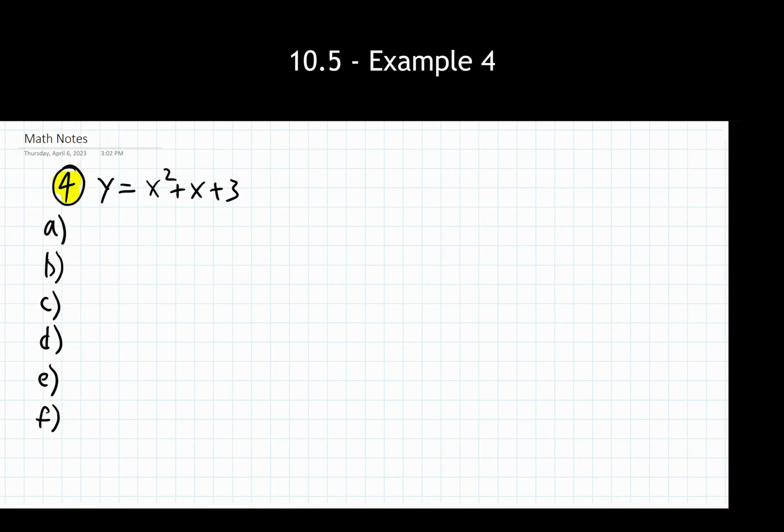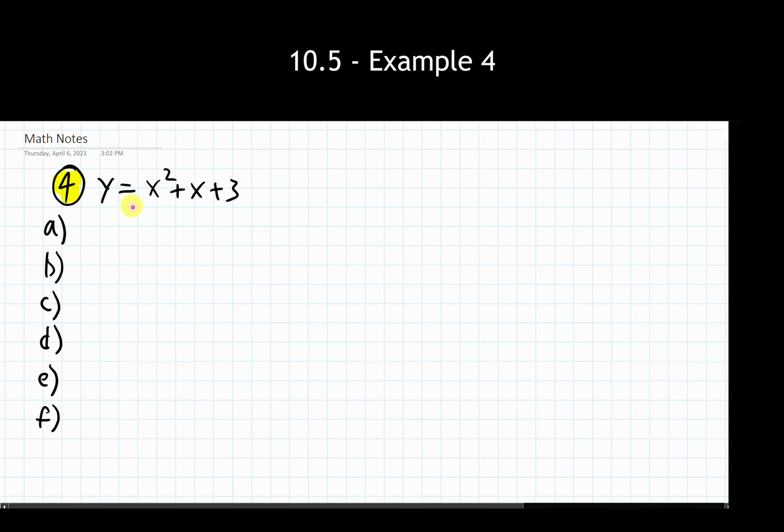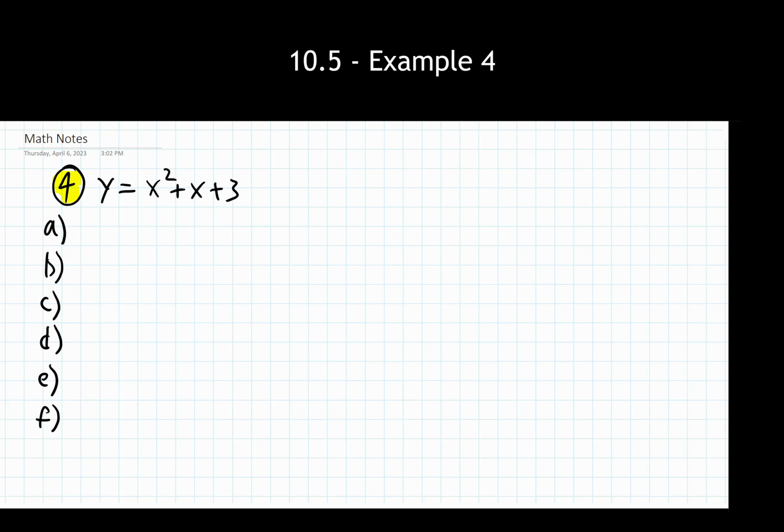And here we are at our last example with analyzing quadratic equations. So we're starting off with y equals x squared plus x plus 3. And again, we have our same things that we're solving for this problem. So again, I think it's not a bad spot. Let's go back to what we did at the original problem.